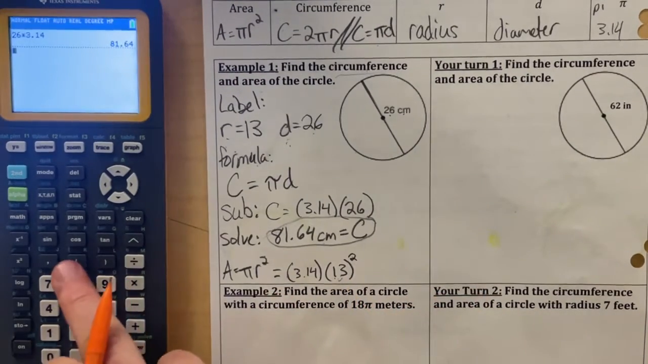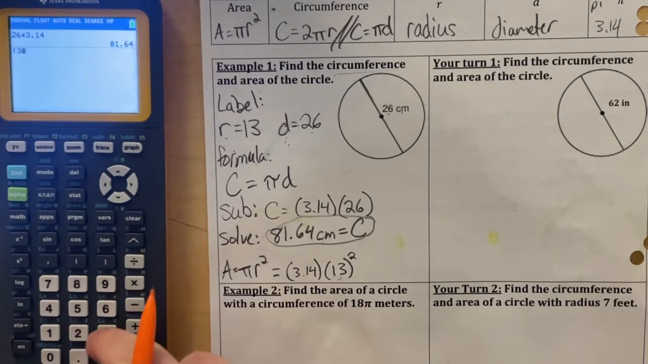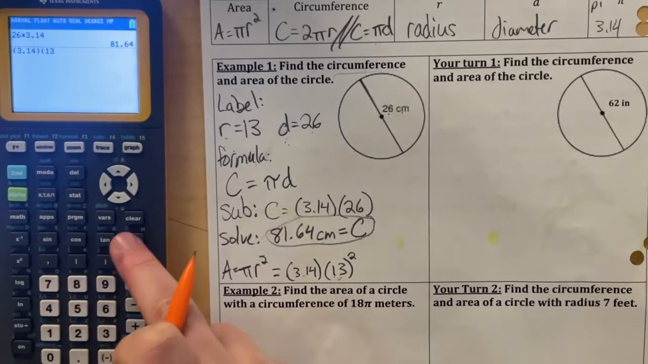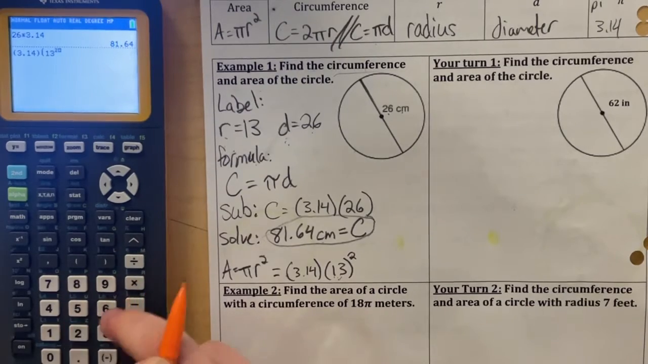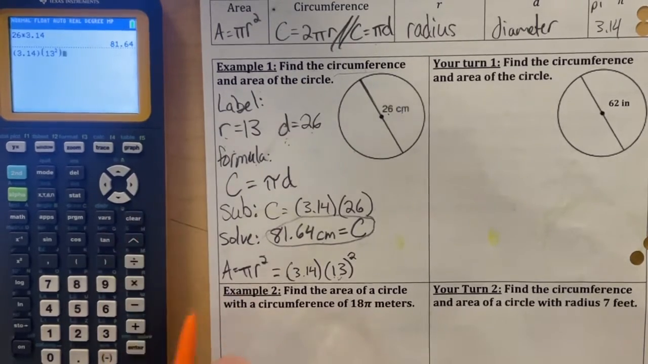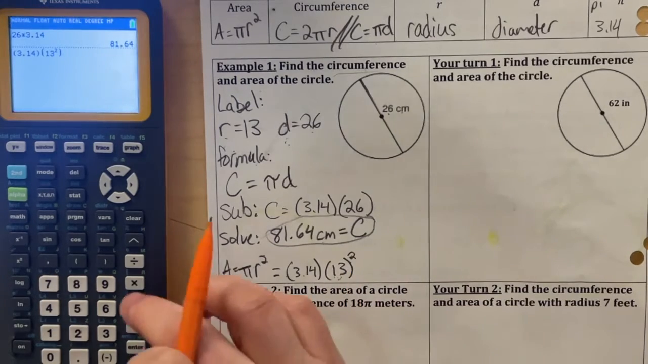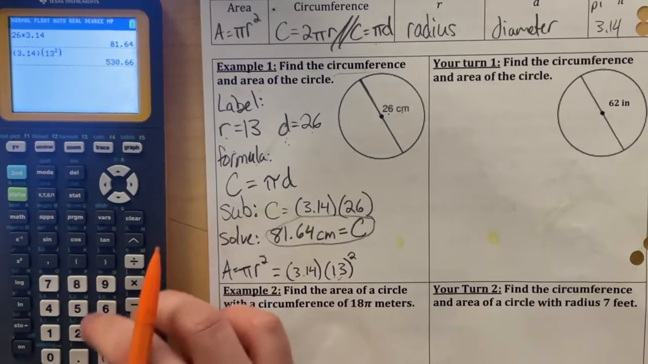Type it in your calculator exactly as it looks. So I have 3.14, I have times 13 to the power of 2. And I want to actually test out, notice how my exponent is outside the parentheses. Let's see if it will give us the same answer.